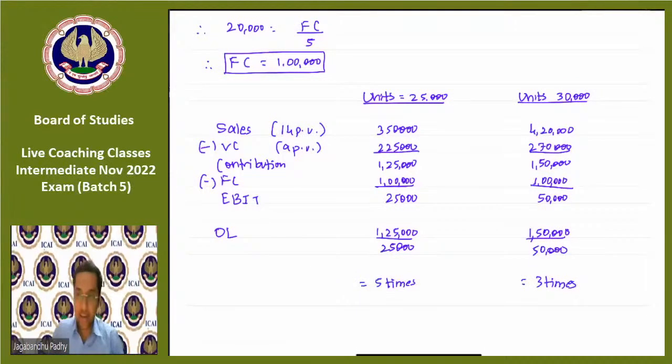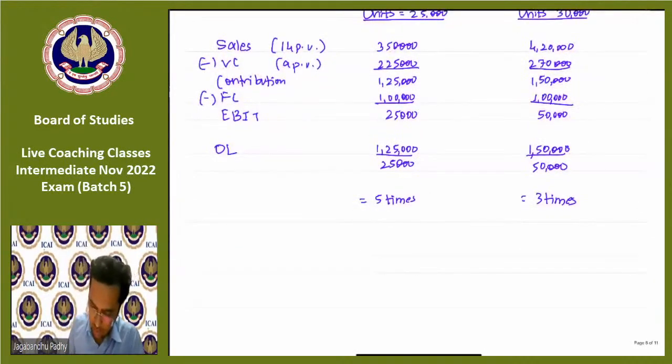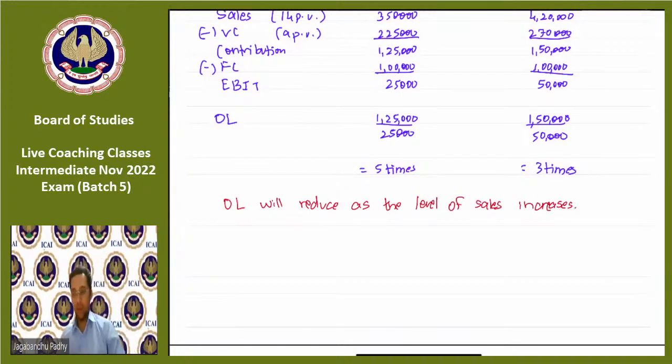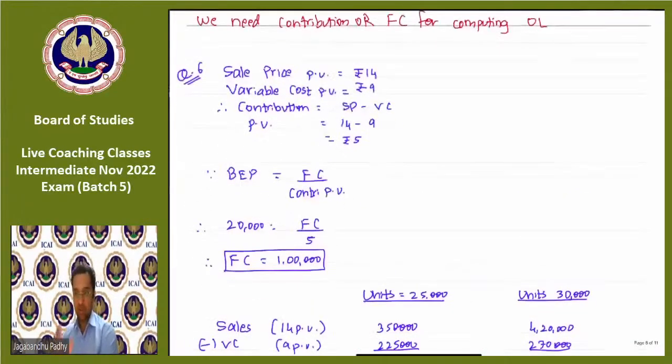Okay. So, one important highlight that we need to put up over here is operating leverage will reduce as the level of sales increases. As the level of sales increases, operating leverage is going to fall, because the risk reduces. When you sell more and more goods, when your sale increases, you are in a better position to undertake a risk. So that was the important highlight that I wanted to make over here.